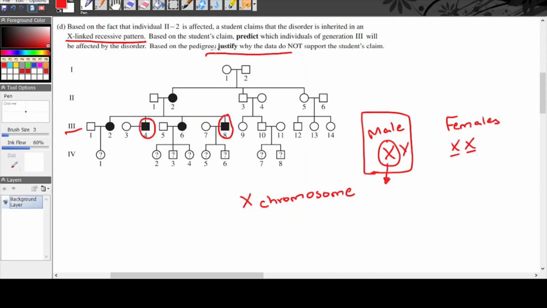As for the second part, justify why the data do not support the student's claim. So the data does not support the student's claim because according to the student, the pattern here is X-linked recessive, but X-linked recessive affects only males. But the data here shows that some females have also been affected, which goes to show that X-linked recessive pattern is not being followed in the inheritance of this disease.